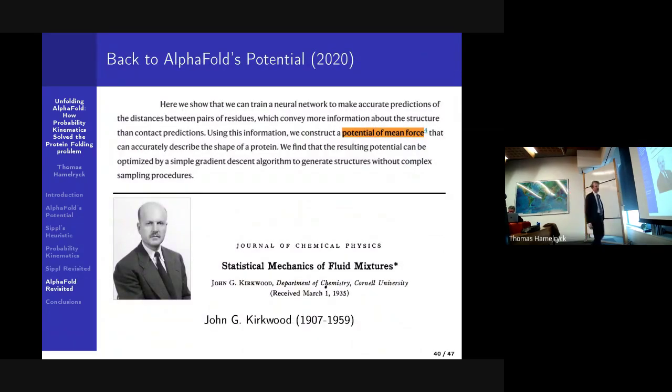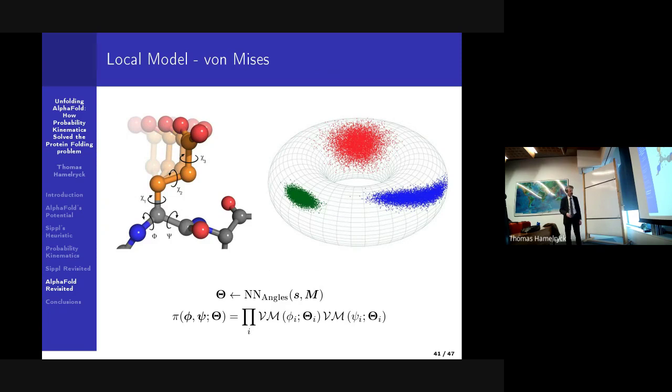So now we can conclude the talk, and we go back to AlphaFold. So let's see what AlphaFold is actually doing. We construct a potential of mean force that can accurately describe the shape of a protein. So let's now investigate what AlphaFold is actually doing in probabilistic terms. This is the first neural network. We have the sequence, we have the multiple sequence alignment, we apply a neural network, and we get parameters. And then we generate a potential over our angles. So this will only describe the protein in terms of these dihedral angles.